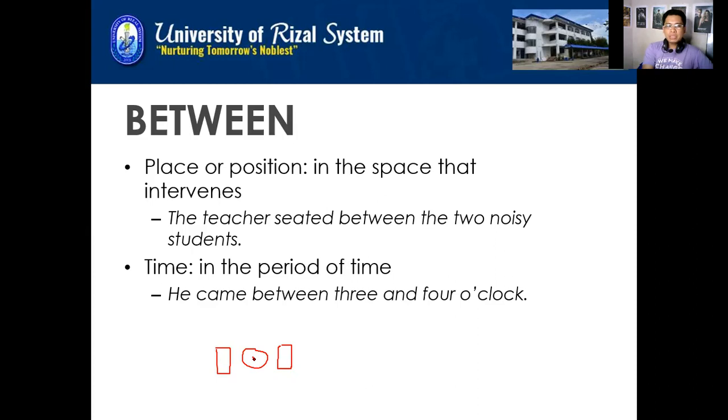Also, we use between for a period of time. He came between 3 and 4 o'clock. So if we're not very particular about the exact time, we can say that he came between 3 and 4 o'clock. So in between that time is when the particular action happened. That is when the subject, he, came.